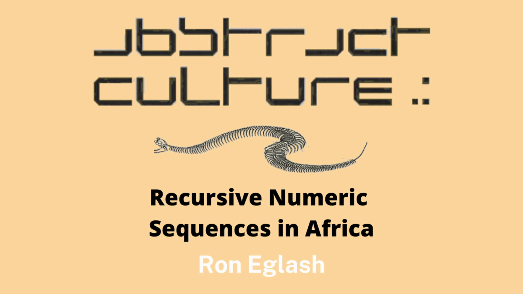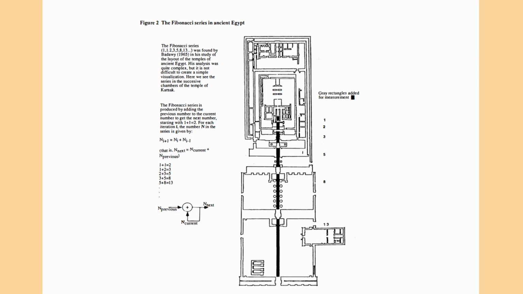Another nonlinear additive series was found in archaeological evidence from North Africa. Badawi, 1965, noted what appears to be use of the Fibonacci series in the layout of the temples of ancient Egypt. Using a slightly different approach, I found a visually distinct example of this series in the successive chambers of the Temple of Karnak, as shown in Figure 2a. Figure 2b shows how these numbers can be generated using a recursive loop. This formal scaling plan may have been derived from the non-numeric versions of scaling architecture we see throughout Africa.